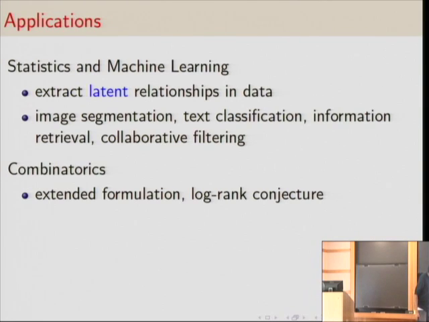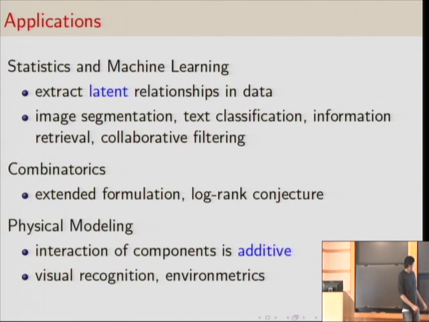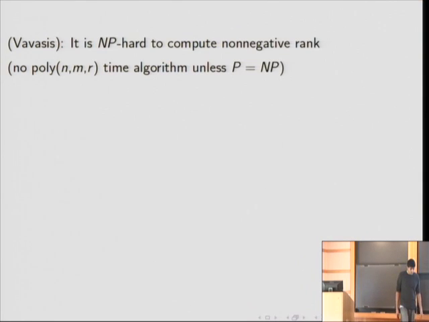It turns out that the non-negative rank of an appropriately defined matrix is exactly how many facets you need in this higher dimensional polytope. Or it even has applications to things like the log rank conjecture of Lovász and Saks. And it also has applications in physical modeling. So I won't really give you any more details about applications, but what can we say about this problem computationally?